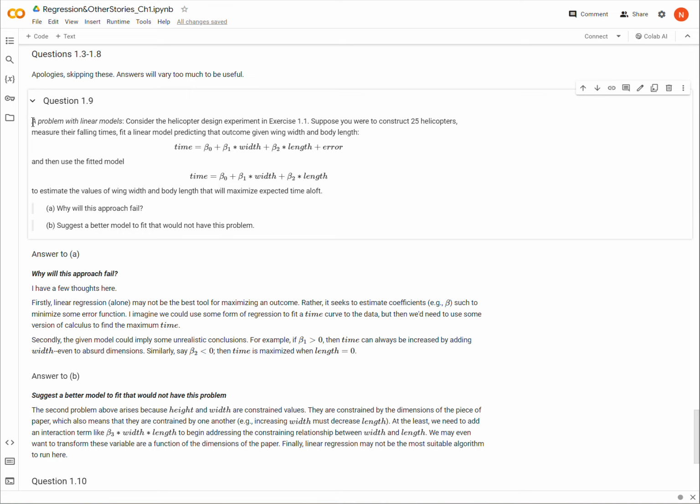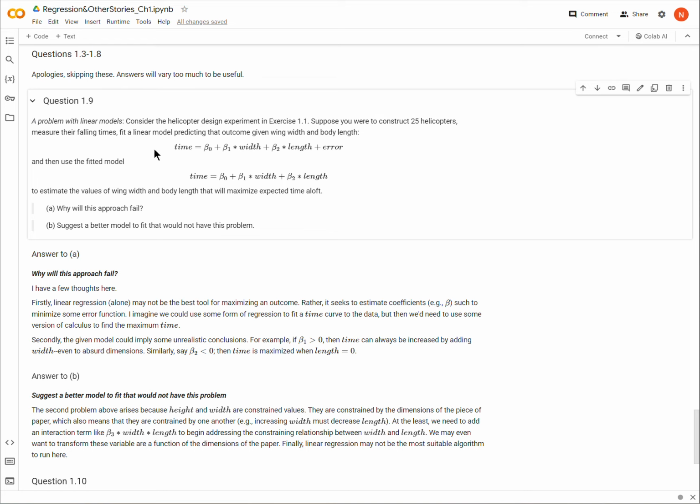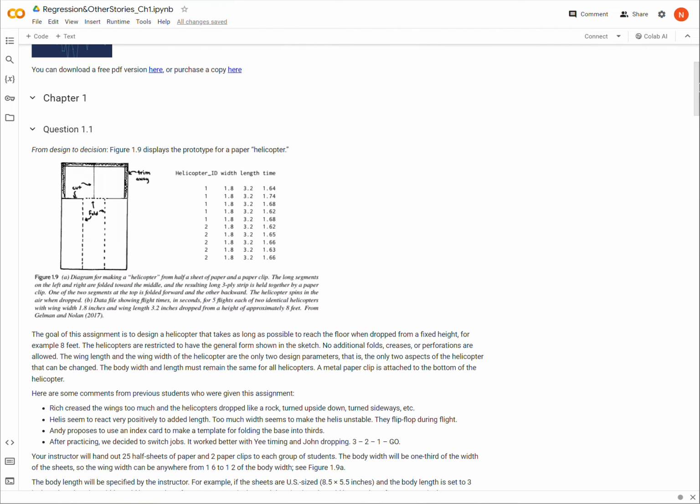So here we have the question. Let me just summarize it. You can read the question for yourself. But earlier in this problem set, way earlier, in fact, it was the first question, we were told to generate some data from these little helicopters that were cut and folded out of a single piece of paper, where we could adjust the width of the wings, I think, and the length of the body, and then have the time that it took these helicopters to fall to the ground.